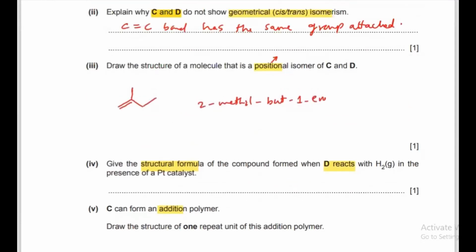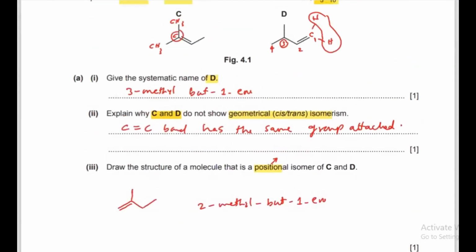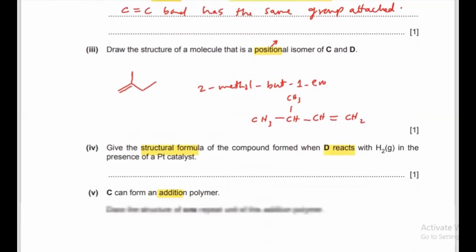D is like this. D is CH3 here, then C here CH3, here CH, then CH double bond CH2. So this is the structure of D.